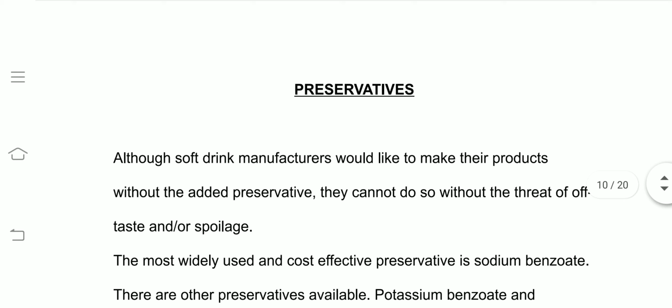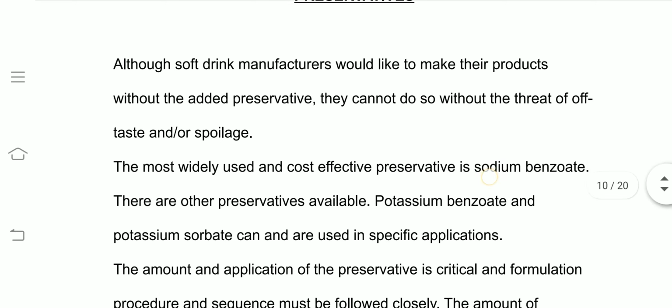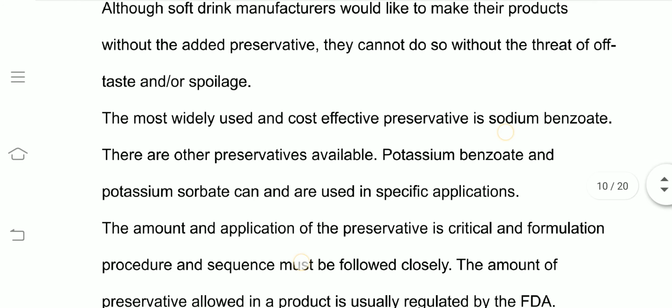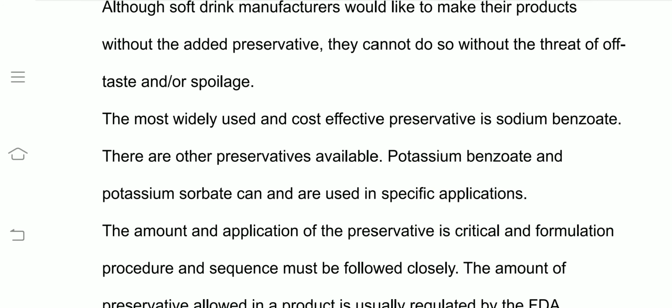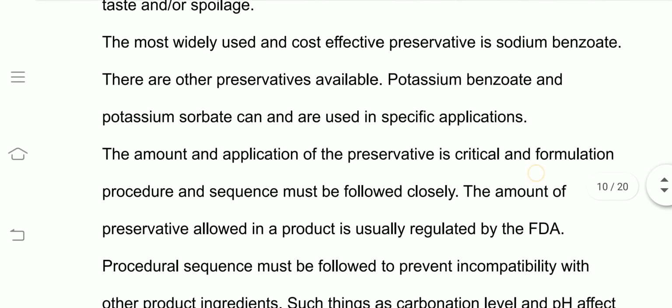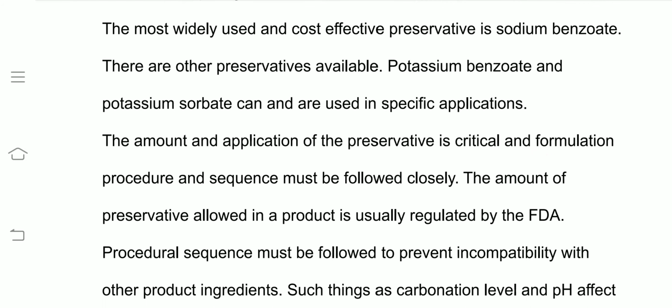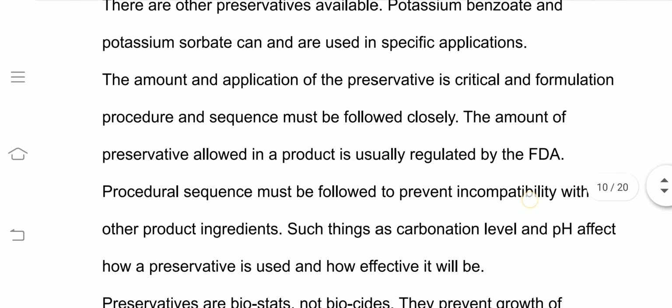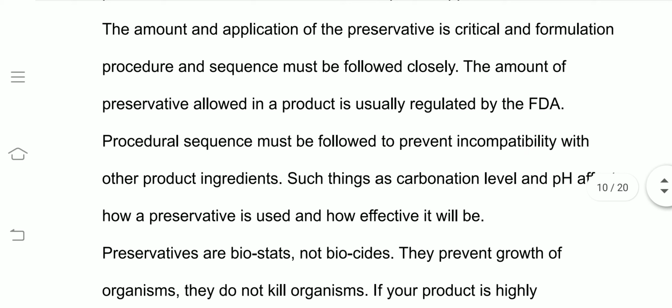Next ingredient is preservative. Although soft drink manufacturers would like to make their products without the added preservative, they cannot do so without the threat of taste or spoilage. The most widely used and cost effective preservative is sodium benzoate, and there are other preservatives available: potassium benzoate, potassium sorbate. The amount and the application is dependent on the standard.